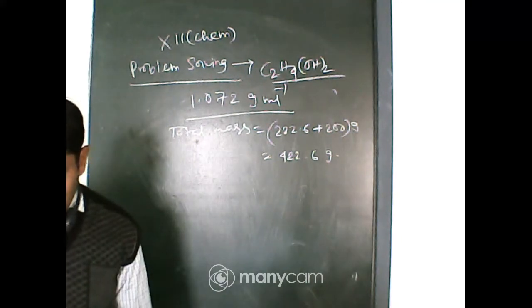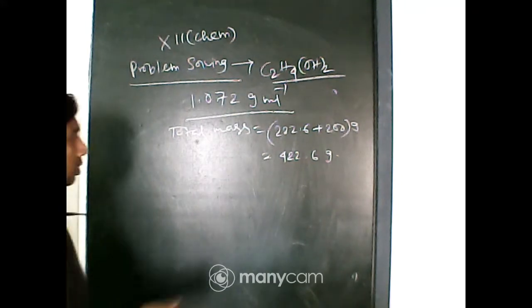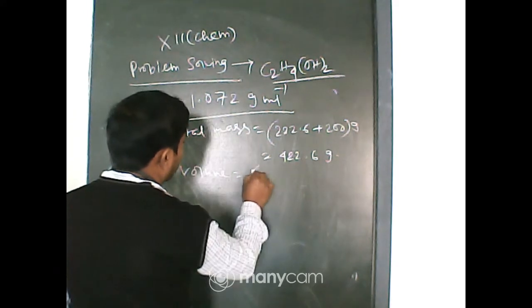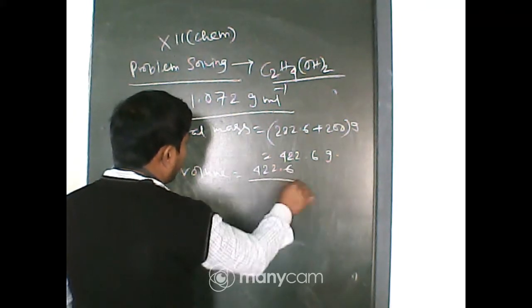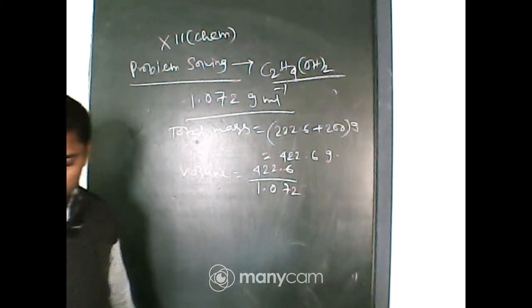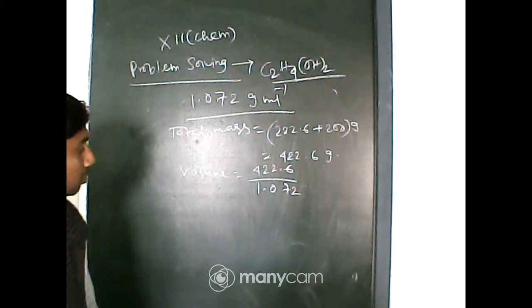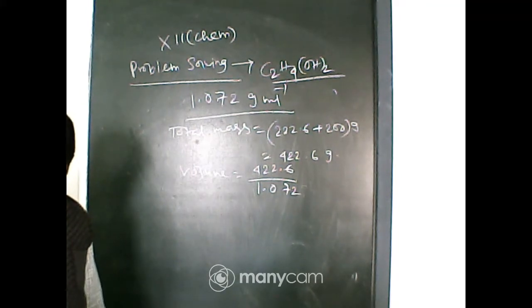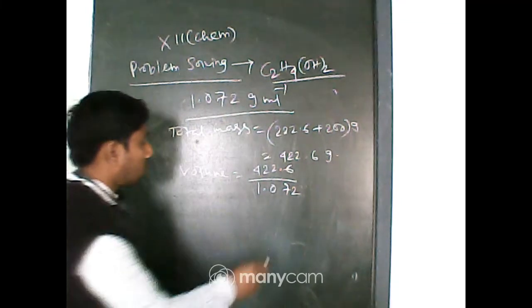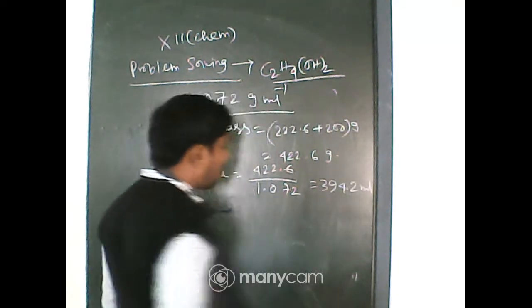Okay. And density is equal to 1.072. So volume of the solution, because to calculate molarity we require volume, 422.6 divided by 1.072, that is about 394. This is about 394.2 ml.